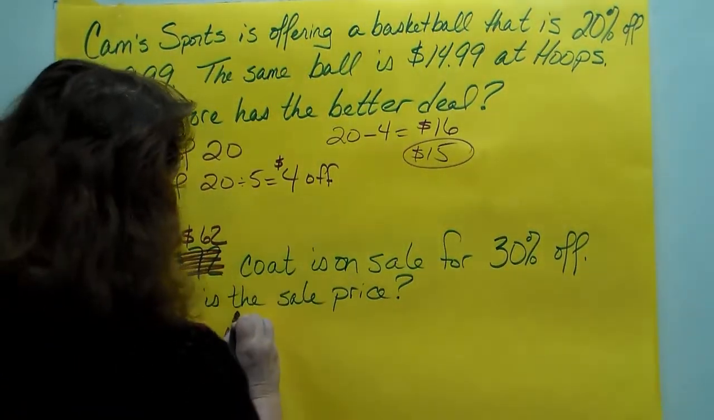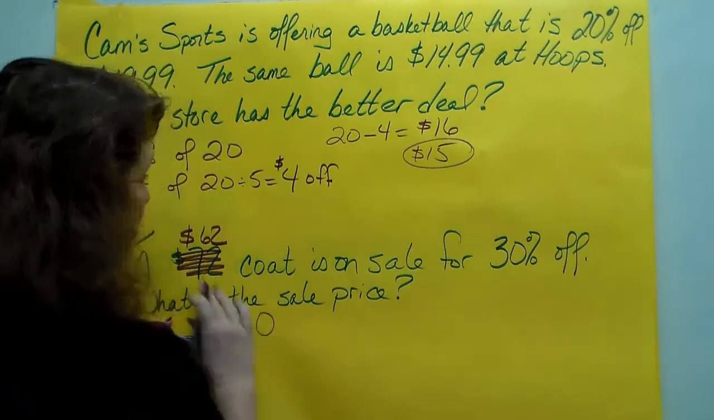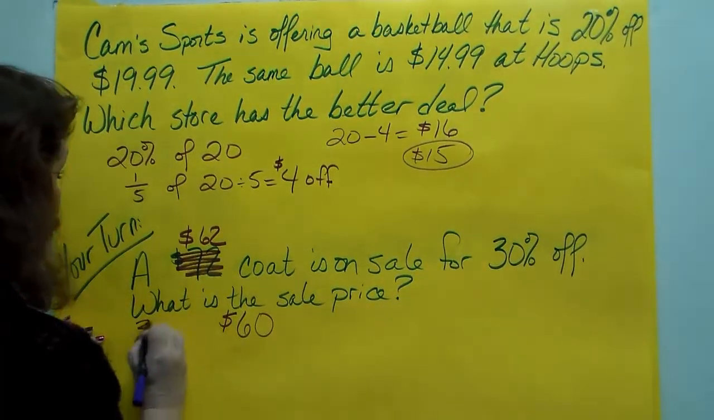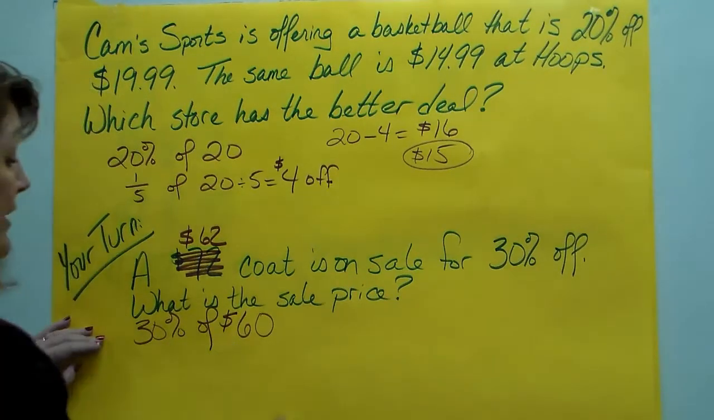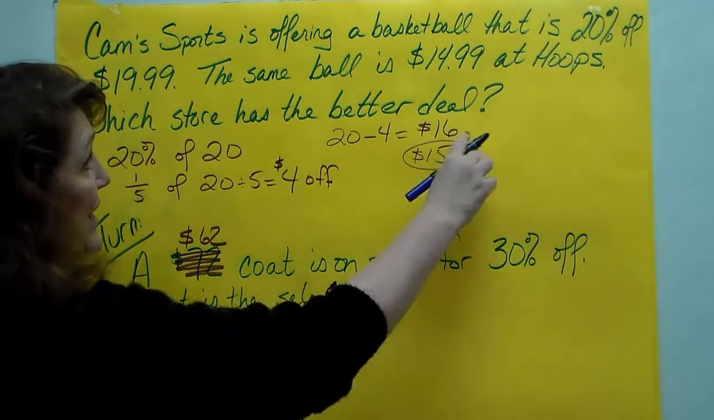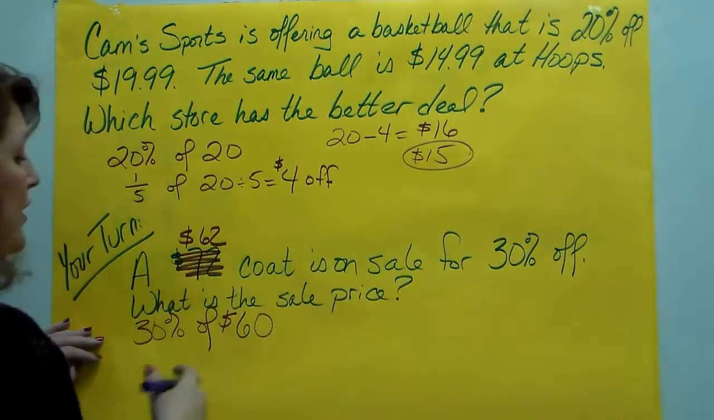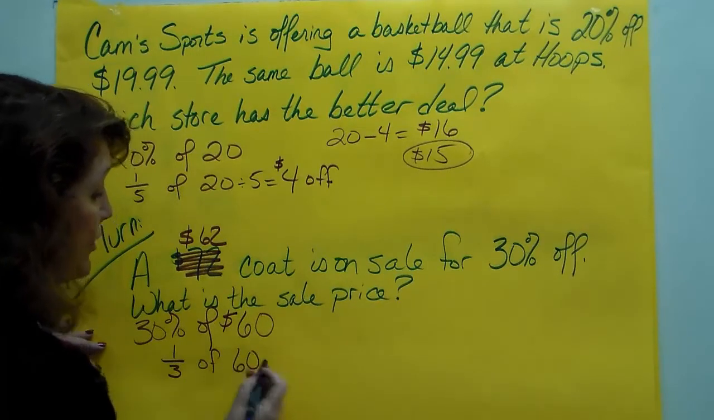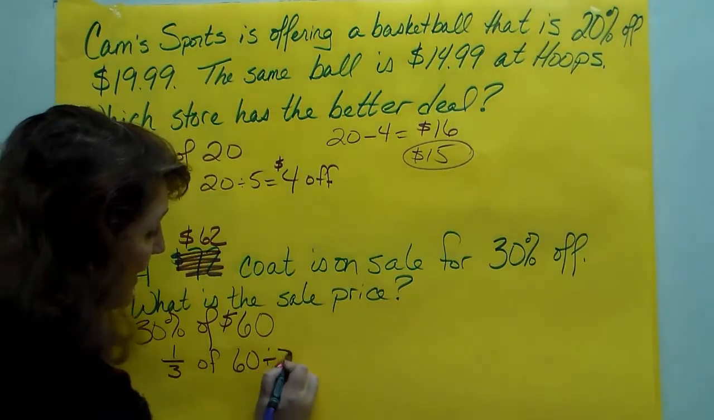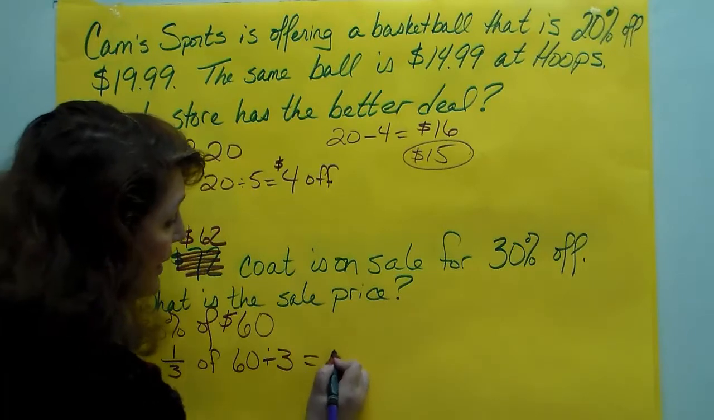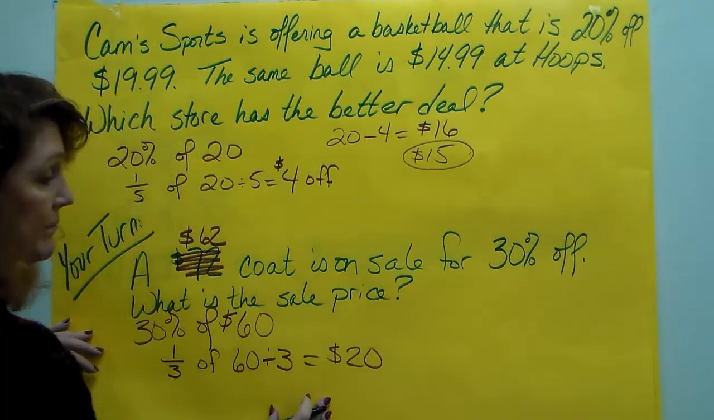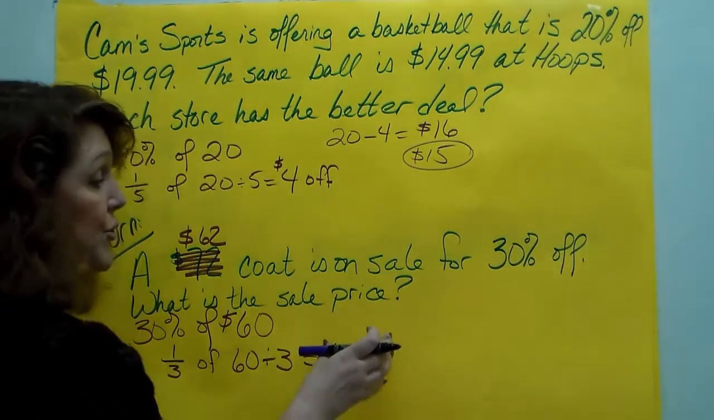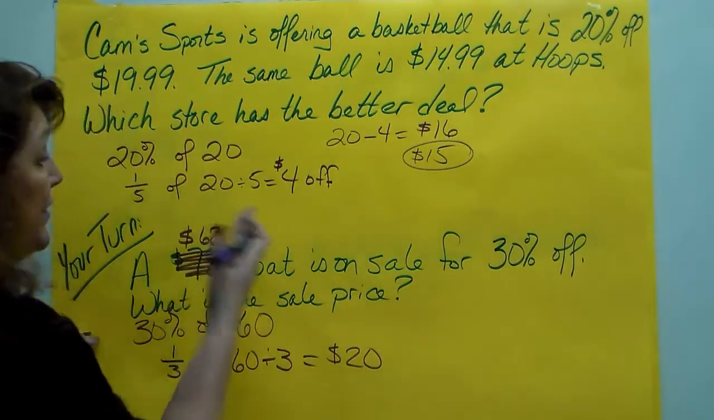I'm going to say this is about $60, and I want to take 30% off. So what is 30% of 60? Well, 30% is about a third of 60, which means 60 divided by 3. Well, 60 divided by 3 is 20. So it's 30% off. 30% is $20. So I'm taking $20 off of the 60.